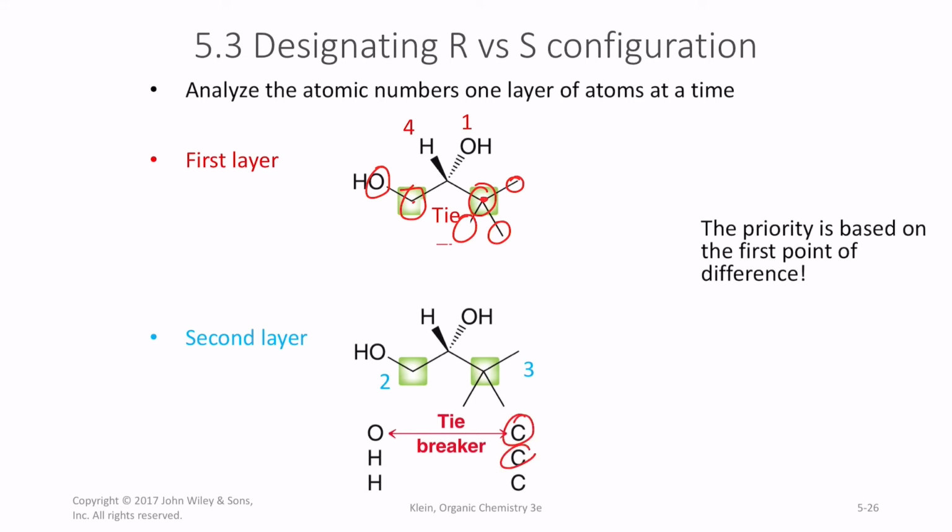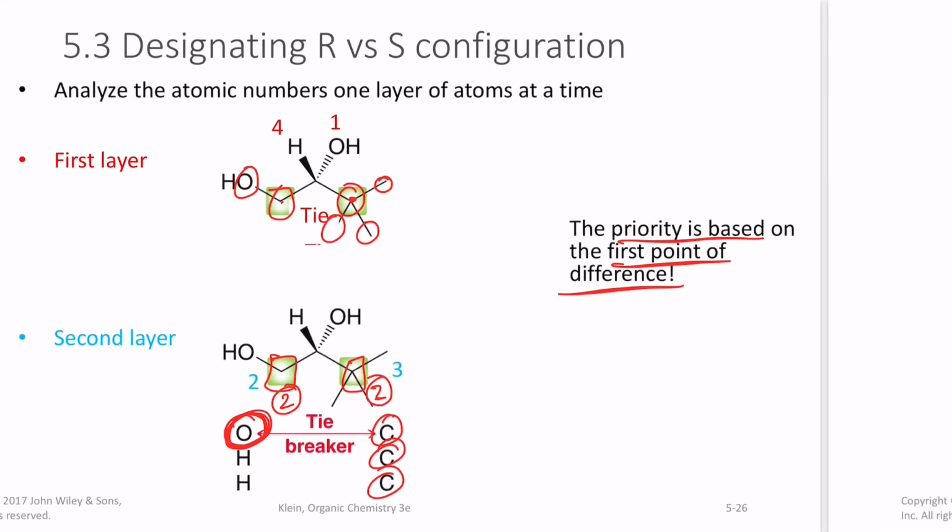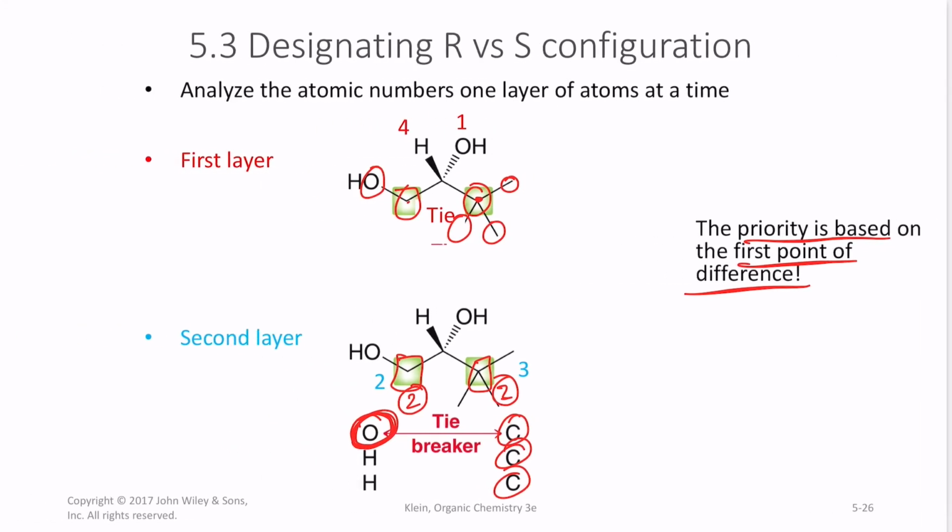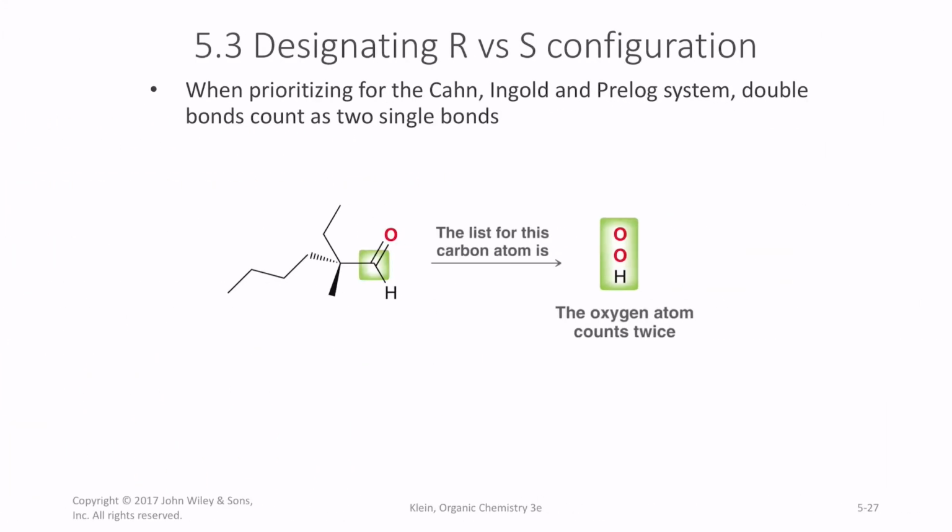All of those are carbons that are attached, but here there is an oxygen. Oxygen is larger than carbon. So for tie breaking, we choose the oxygen side. Which means that this carbon gets 2 and this carbon gets 3. So the priority is always based on the first point of difference. Whichever becomes the first point of difference, use that as the way to classify them.